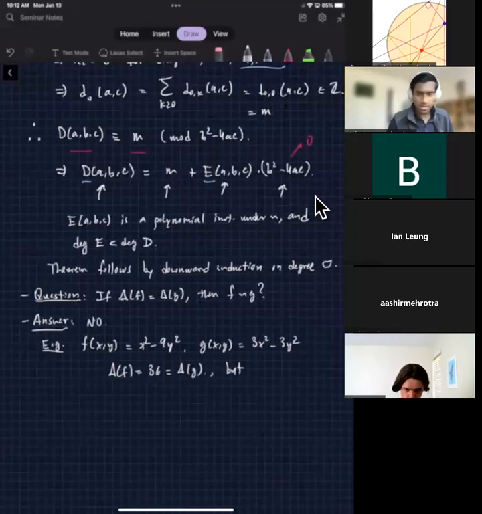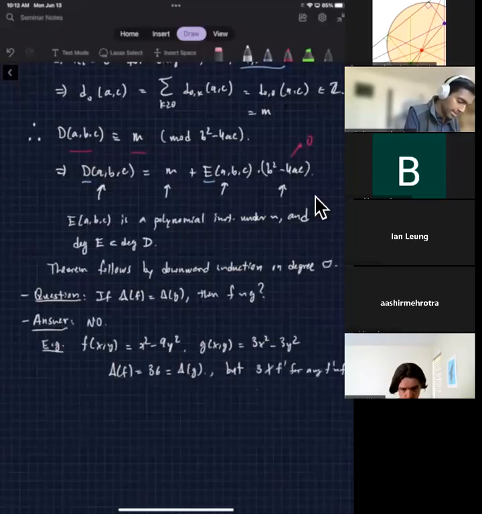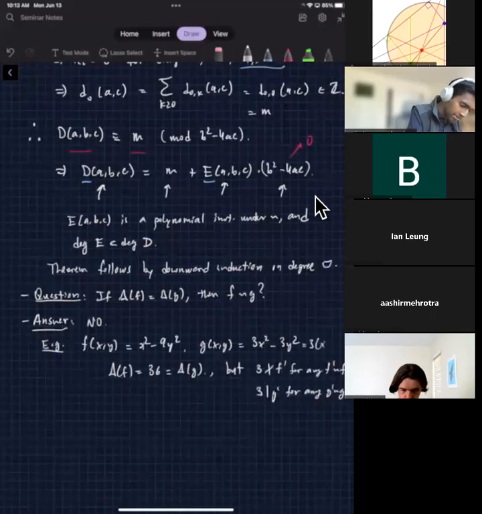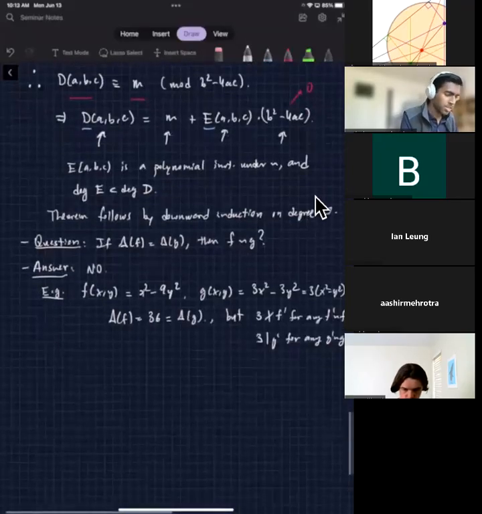But I claim that f and g are not equivalent to each other. And the reason is that 3 is not going to divide f prime for any f prime equivalent to f, whereas 3 will divide g prime for any g prime equivalent to g. The reason is that you can just factor g as 3 times (x squared minus y squared). And you can see that under equivalence, that multiplicative factor of 3 is going to stay the same. And so f and g cannot be equivalent. Okay.